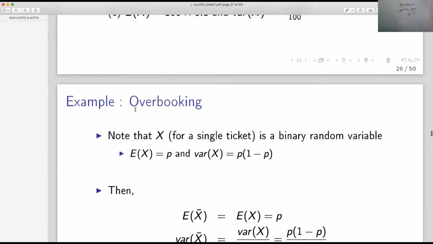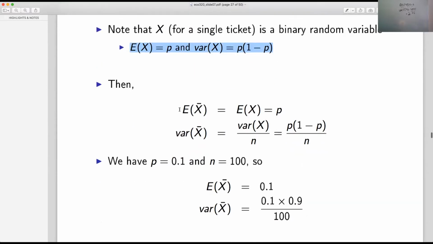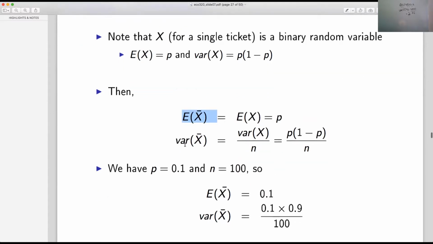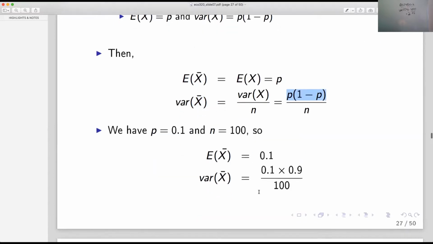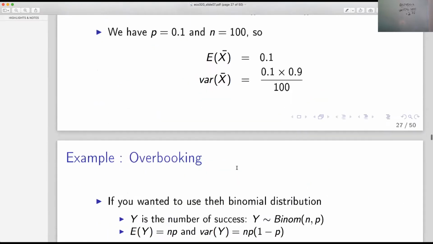I will just reveal the answer. The expected value of x is just p, right? And the variance is just p times 1 minus p. As a result, the expected value of x bar is just p. And the variance of x bar is just the variance of x over n, so p times 1 minus p over n. So plug in the numbers, boom, you get the answer. This one we learned in chapter 5. We learned it intensively and I explained in detail. So if you forgot this formula, make sure you go back to slide 5 and listen to my lecture again.